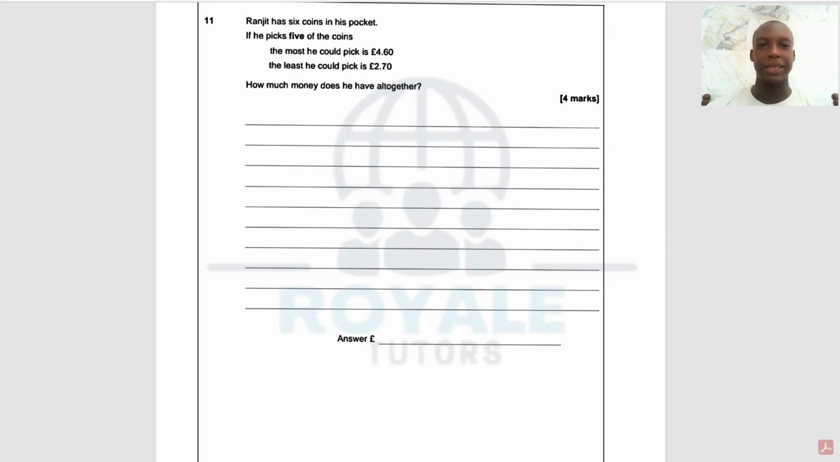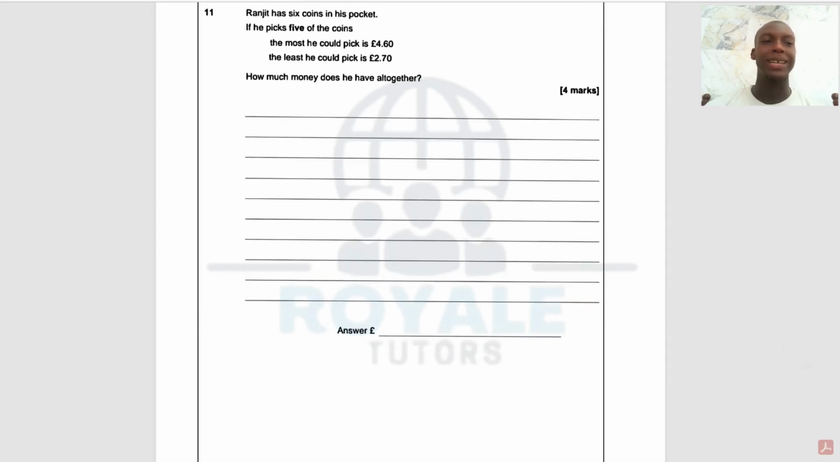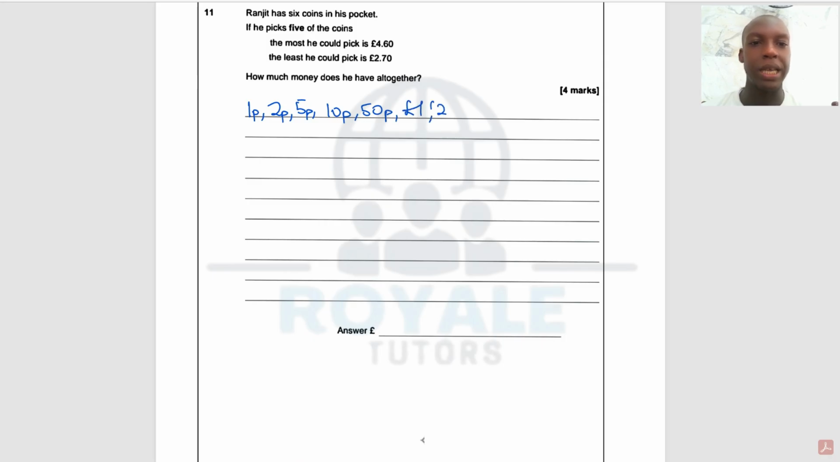So let's look at it this way. When we look at coins, what are the values of the coins that we have? A coin can be 1 penny, 2 pence, 5 pence, 10 pence, 50 pence, £1, or £2. So these are the coins that we can have.